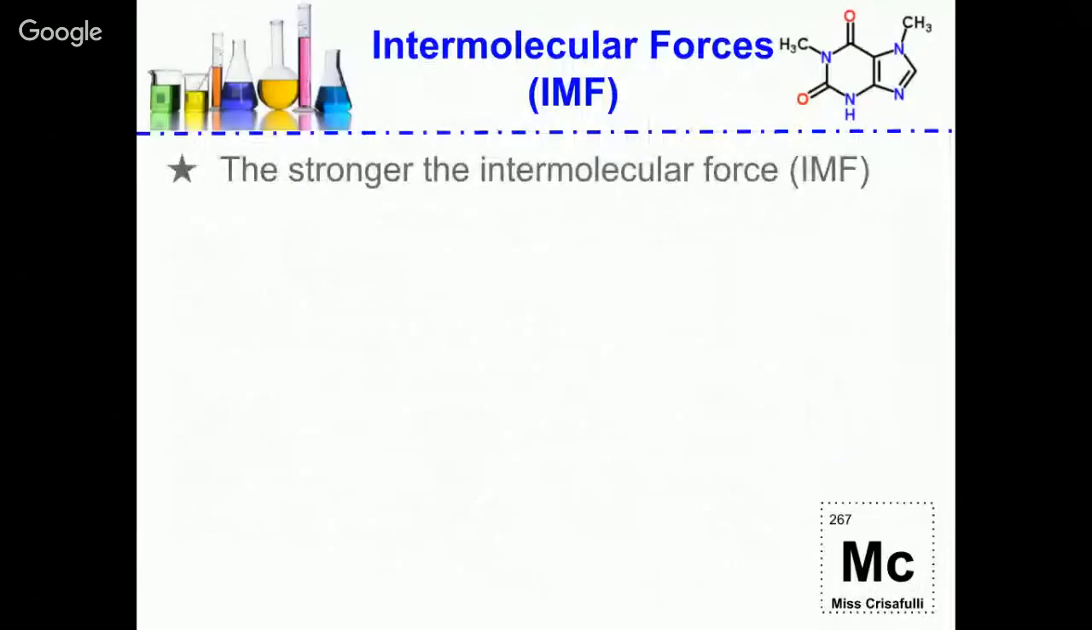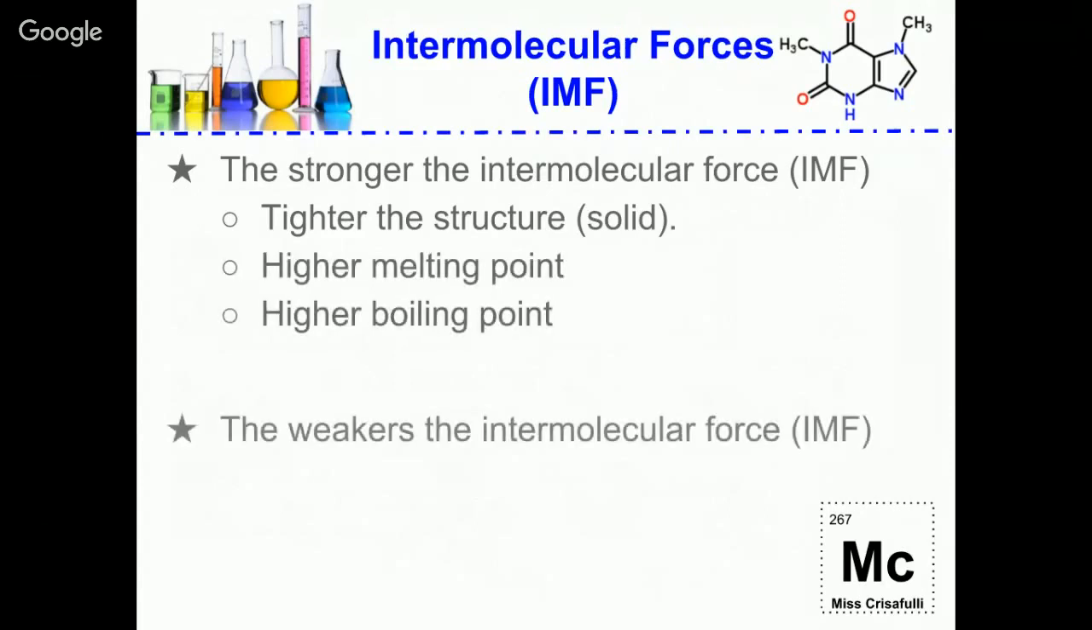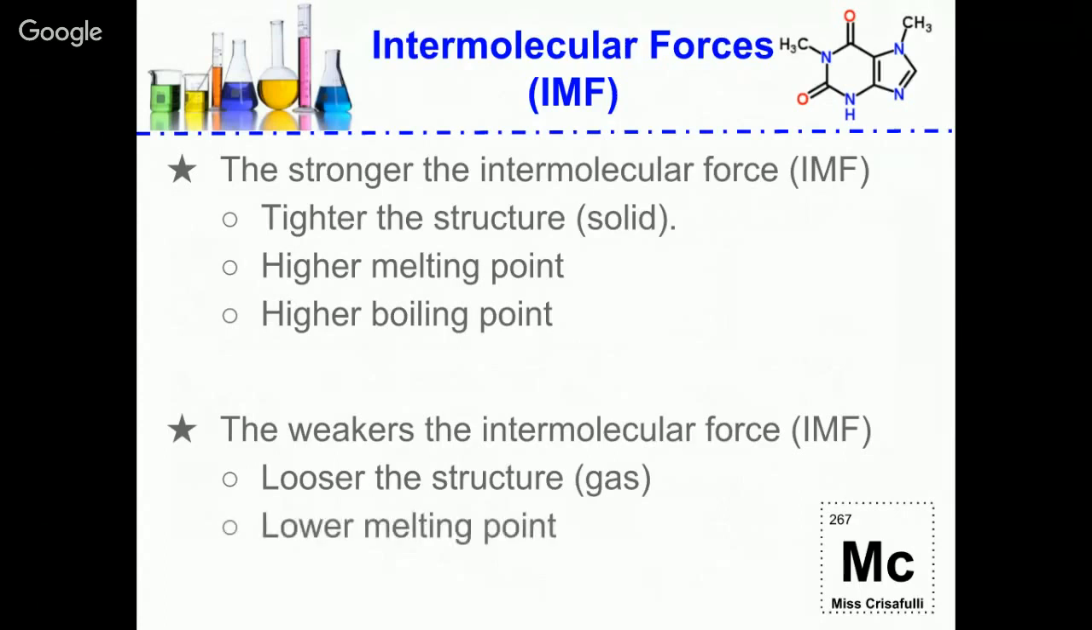So the stronger the intermolecular force, the tighter the structure is going to be, so it's going to be more solid. The higher the melting point is going to be, the higher the boiling point is going to be. The weaker the intermolecular force, the looser the structure is going to be, so that element's going to be more gaseous, and it's going to have a lower melting point and also a lower boiling point.